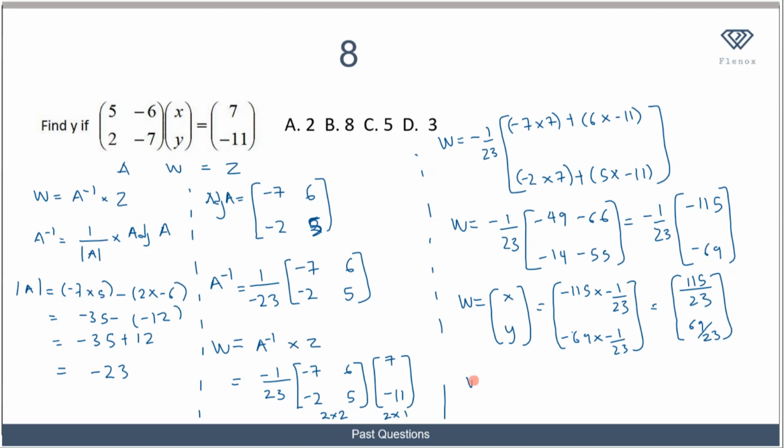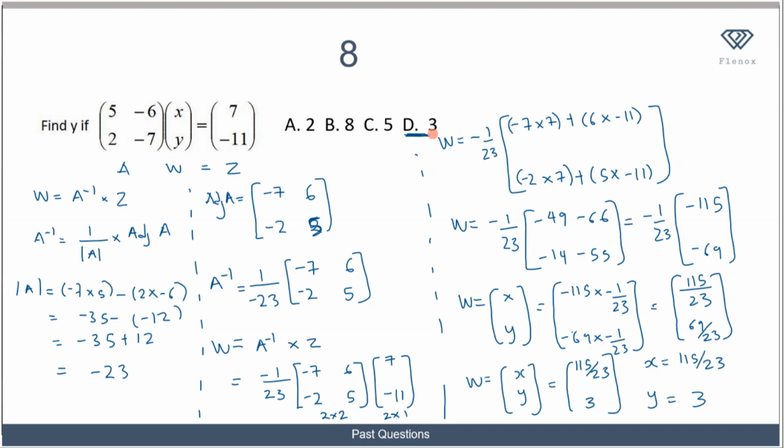So W, which is the same thing as X and Y, is equals to what? I have 115 over 23 and 69 over 23 is 3. So now I know that the value of X is 115 over 23 and the value of Y is equals to 3. The question asks us to find the value of Y. So as you can see, the value of Y is 3. So the correct option to this question is option D, which is 3.